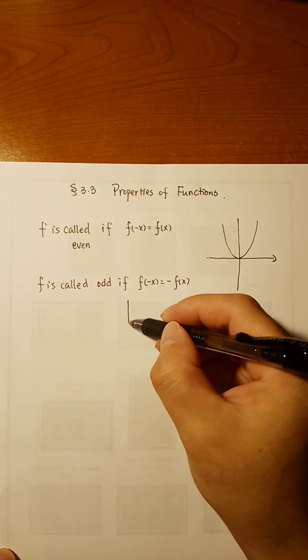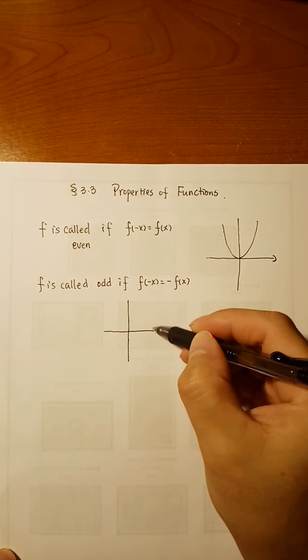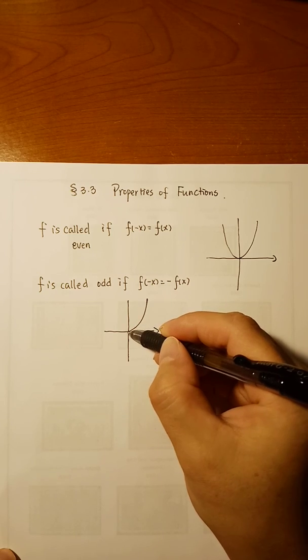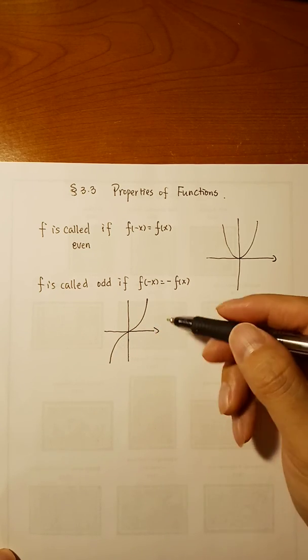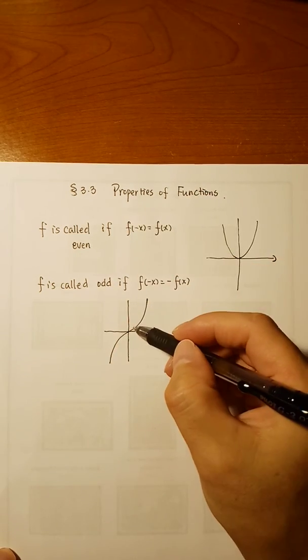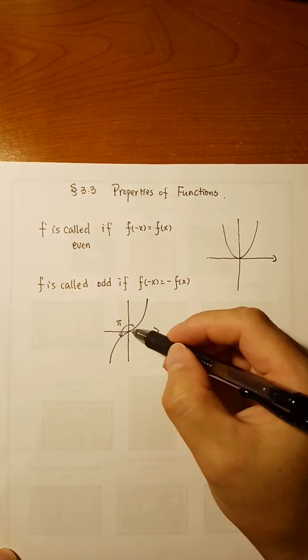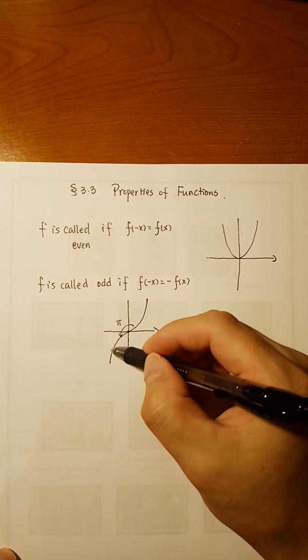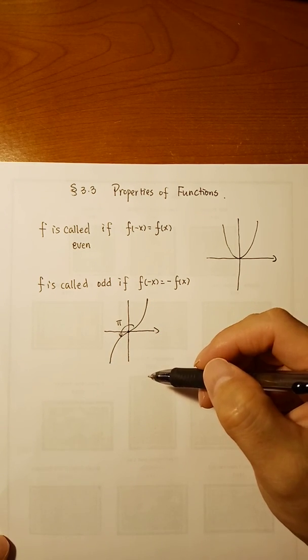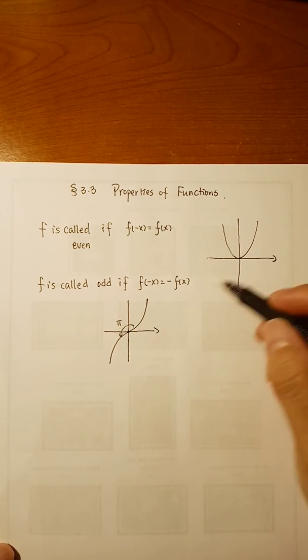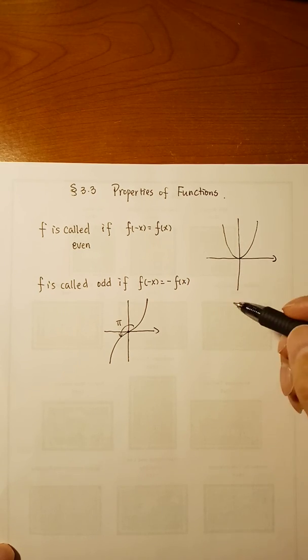An odd function is like you have a fan: you rotate the right branch by pi radians, and you get the left branch. So it's rotation invariant. Here it is mirror invariant.